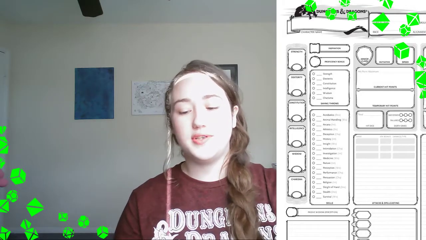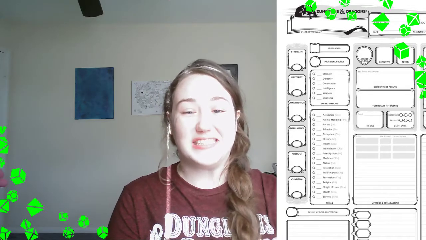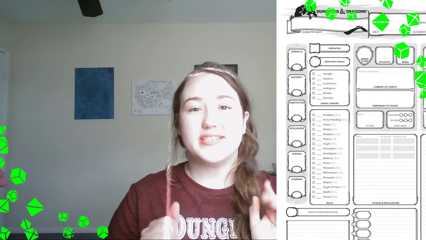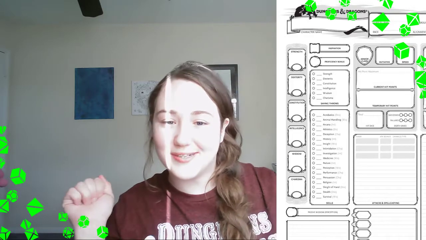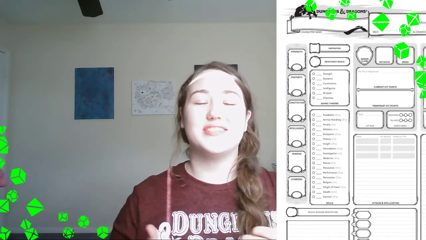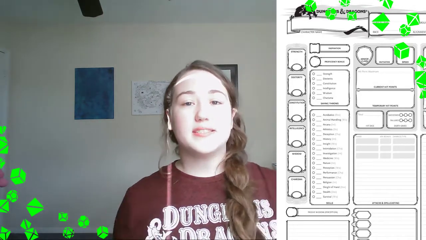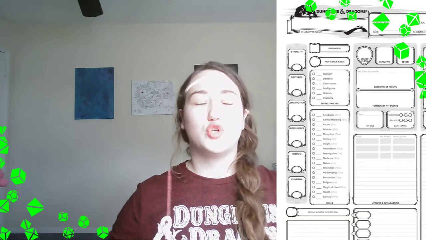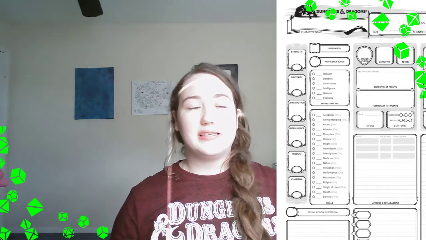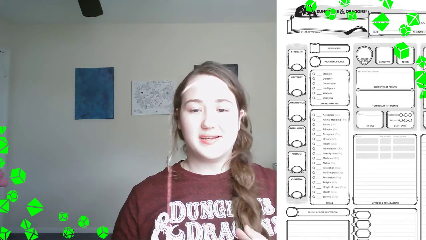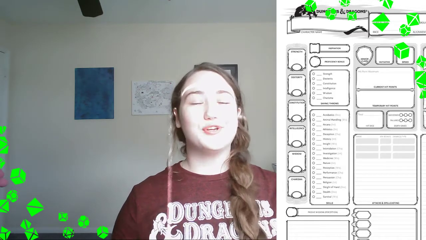Okay. So now that we've covered class, race, and background, we're going to go into your 6 core stats. You have strength, dexterity, constitution, intelligence, wisdom, and charisma. These 6 core stats are basically going to make up your character. Who are they? Are they a charismatic person? Are they brute strength but not very intelligent? So these stats are pretty much going to make up everything that you do, from your dice rolls to who your character is.